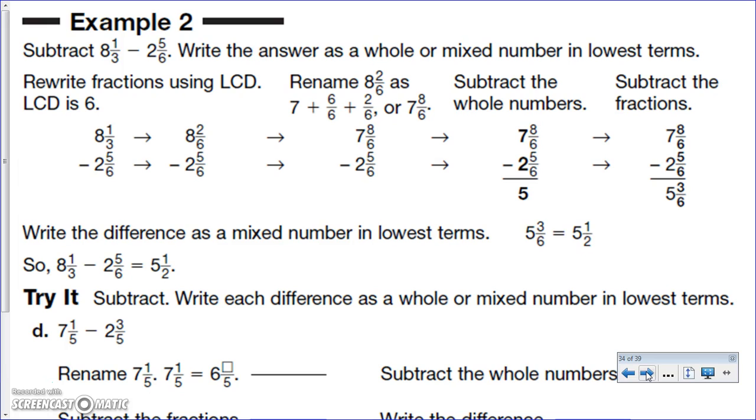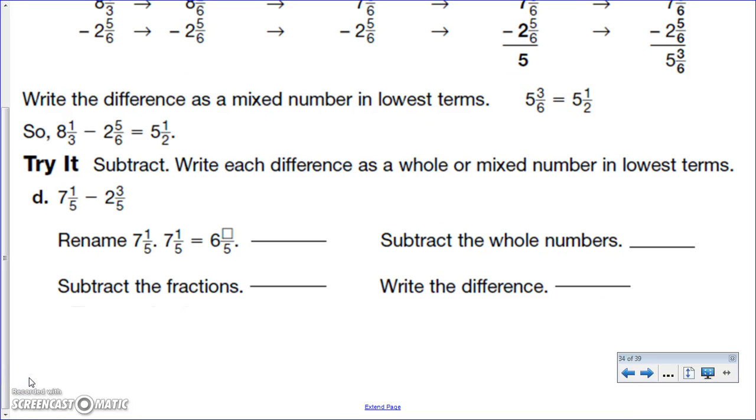Now we can't subtract 5/6 from 2/6, so we have to borrow from the 8, so it becomes 7, and then they add the 6/6 for the one that they borrowed, plus the 2/6, we get 7 and 8/6. Then they've rewritten the problem here. So then we have 7 minus 2 is 5, 8/6 minus 5/6 is 3/6. Then you write the answer in lowest terms, so 5 and 3/6 becomes 5 and 1/2. So 8 and 1/3 minus 2 and 5/6 equals 5 and 1/2.